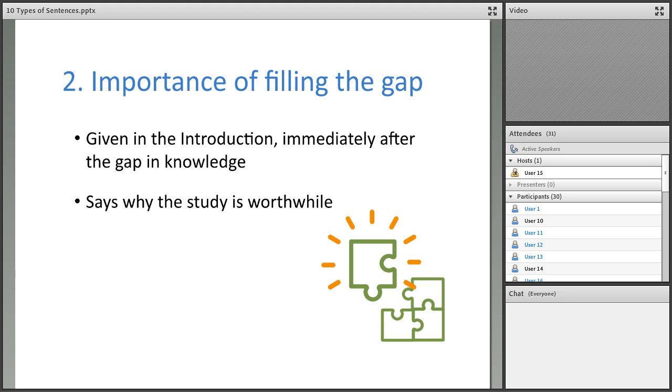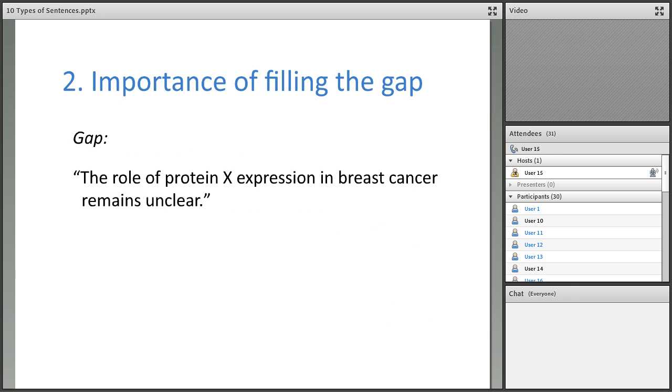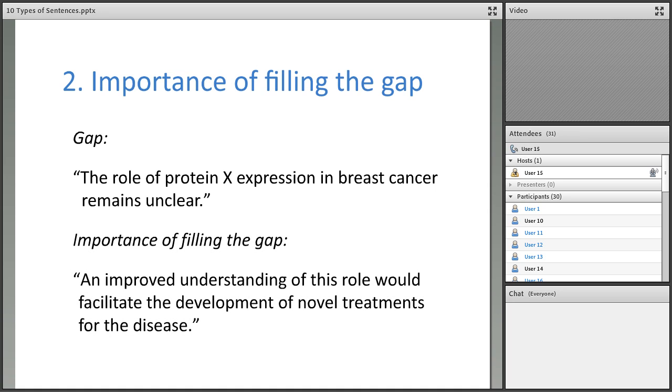Now, after you give that gap in knowledge, the next statement you need to include in your manuscript is a statement or two or three about the importance of filling that gap. It's given immediately after the gap in knowledge, and it says why the study is worthwhile. In other words, it explains, or at least gives a taste to readers, what the study makes possible with its completion. So if our gap is, the role of protein X expression in breast cancer remains unclear, the importance statement might look something like this: an improved understanding of this role would facilitate the development of novel treatments for the disease.